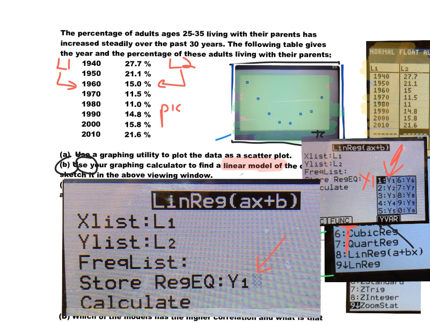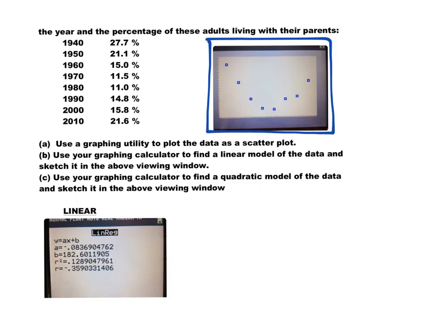So this is what your screen should look like, and now you move the cursor down to where you see Calculate and press enter. And your calculator should give you the equation for the line of best fit. So here is what your calculator should look like. It gives you an A, a B, an R squared, and an R value. Please take a picture of this screen and include it on the assignment.